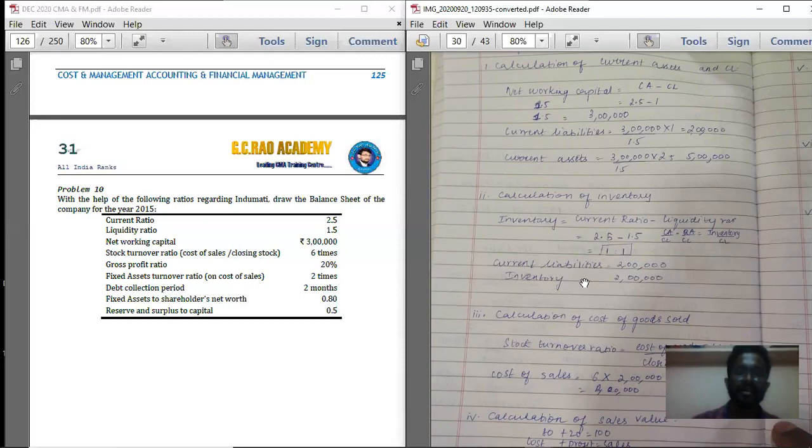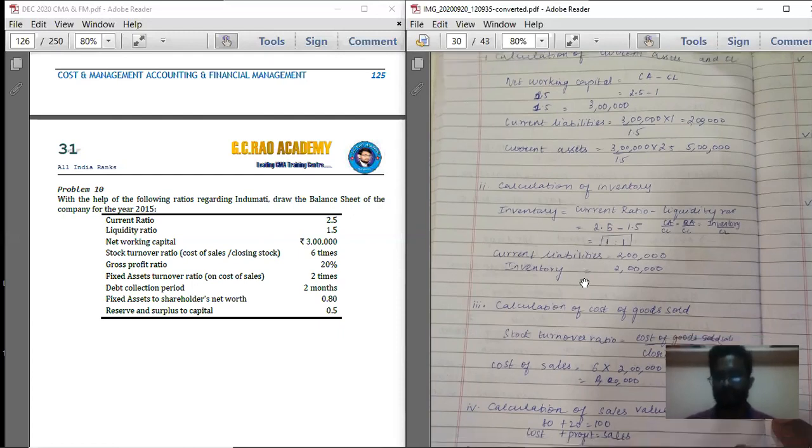With the reverse working, we found inventory: inventory ratio is equal to current ratio minus liquid ratio. We know that current liabilities is 2 lakh and the inventory ratio is 1:1, that is, inventory divided by current liabilities is 1:1. So if current liabilities is 2 lakhs, inventory is also 2 lakhs.